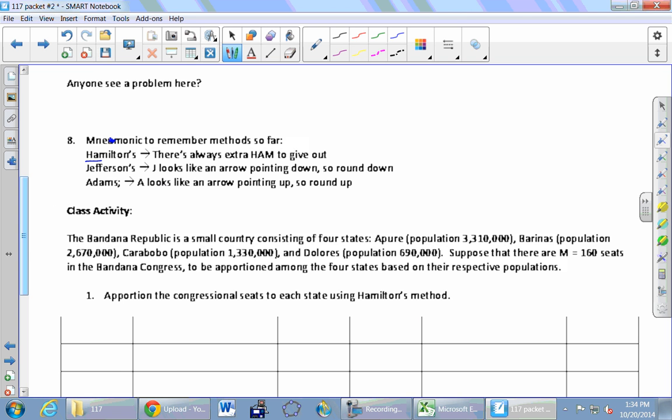Hamilton's method, so I didn't make this mnemonic up. There's always extra ham to give out, so you give to the extra. That was the one with the extra, where whoever had the most extra would get another seat. Now, I'm an ethical vegan, so I'm not going to support the use of this mnemonic device, but until I come up with something better to share, I guess this is what you have as a possibility.